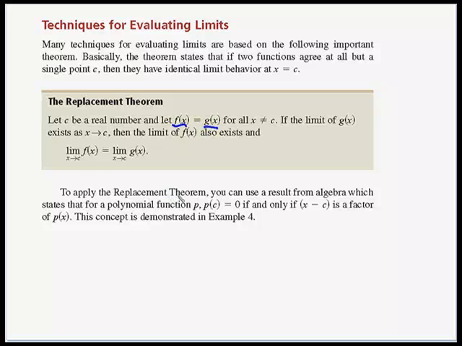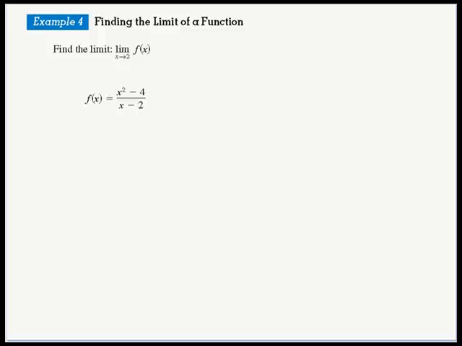To apply the replacement theorem, you can use the result from algebra, which states that for any polynomial function p, p of c equals 0 if and only if x minus c is a factor of p of x. And that might be a little confusing. It's going to get a lot clearer here in example 4.